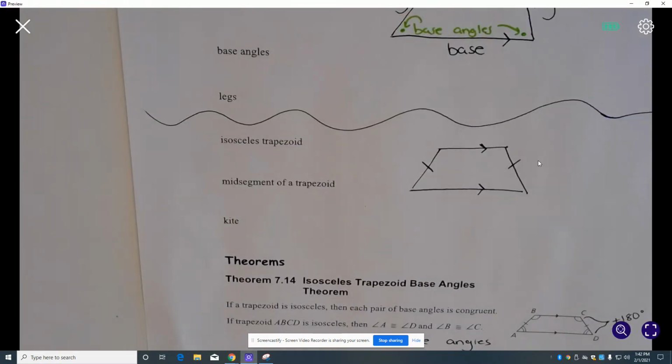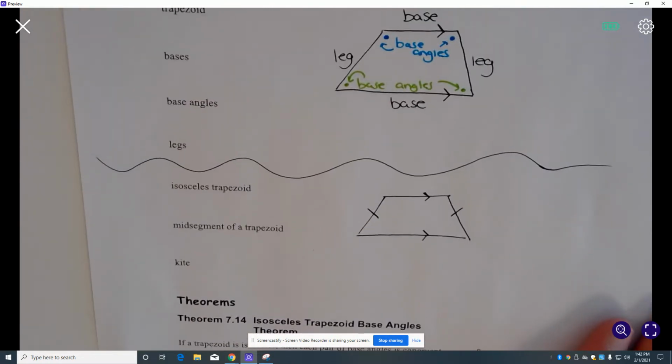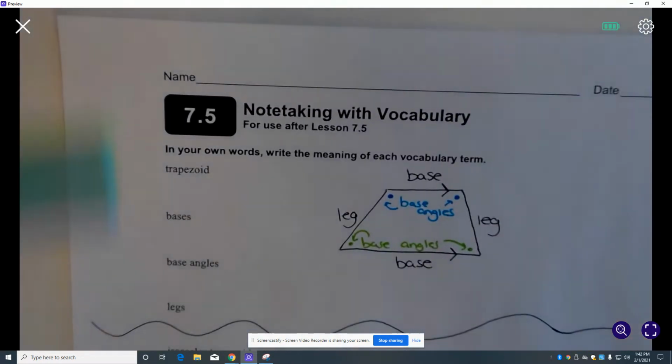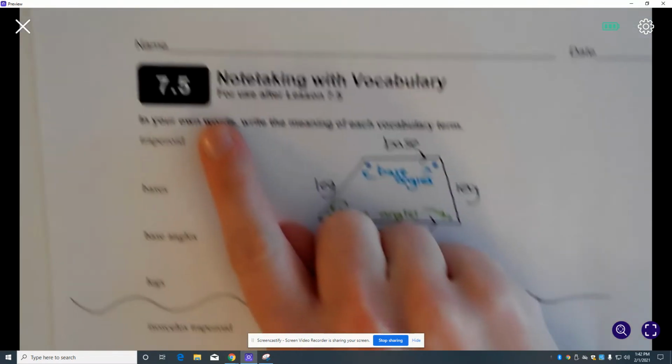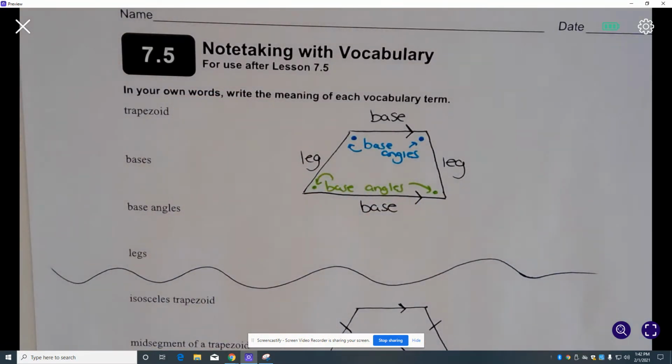In this video, we are working through lesson 7.5, and this video is going to deal all with trapezoids. So we're going to be working through problems 2, 4, 5, and 6 on page 219 in your student journal. Before we do that, just a couple things to remember.